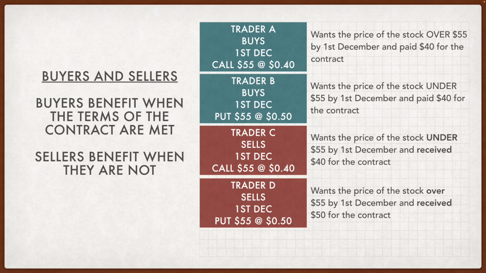Now, there are two sides to every contract. So, there are now 4 traders in our example. Trader A has bought a call, Trader B bought a put, Trader C has sold a call, and Trader D has sold a put. So these are the 4 different ways that you can interact with an options contract. You can be a buyer or you can be a seller. And if you're a seller, then the mechanics of the contract are reversed. So if you sell a call, you actually want the stock to go down, and if you sell a put, then you want the stock to go up.